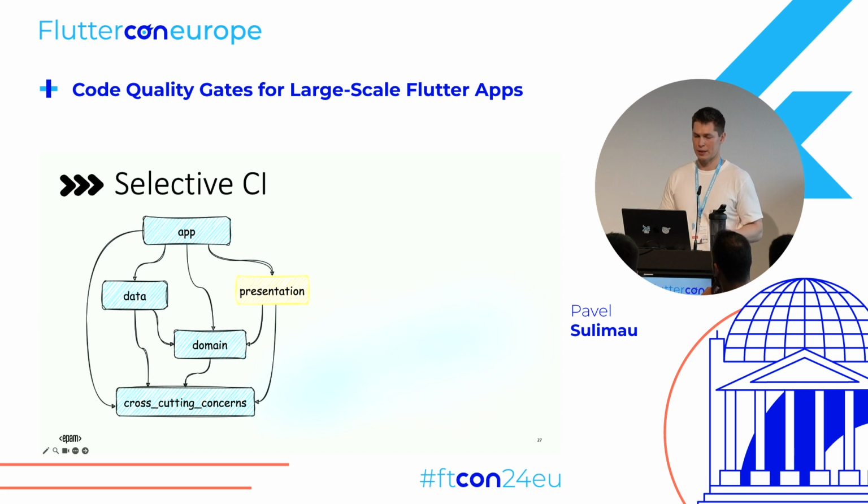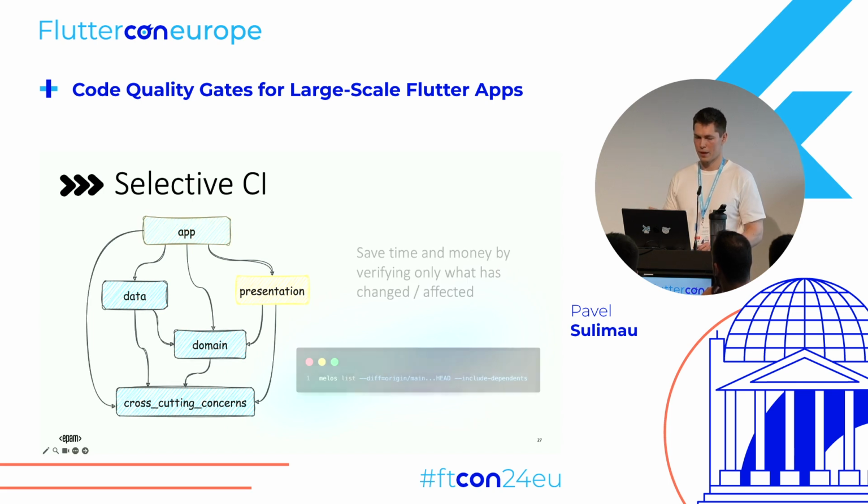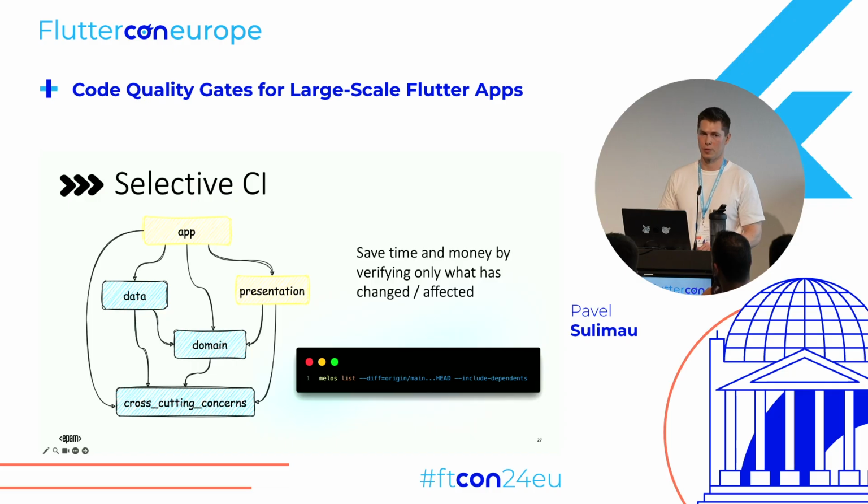What makes sense to check is only the presentation package itself and the one which depends on it, the application one. Luckily, the Melos tool has also an option here to help us out with that. With this option, you are able to identify a list of packages which have been changed in the current Git branch. Under the hood, Melos uses Git diff functionality to achieve that. And you can use this list of packages as a filter for all your CI commands. So, save your time, save your money by checking only what is really needed.